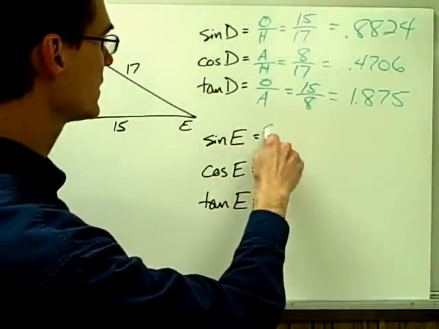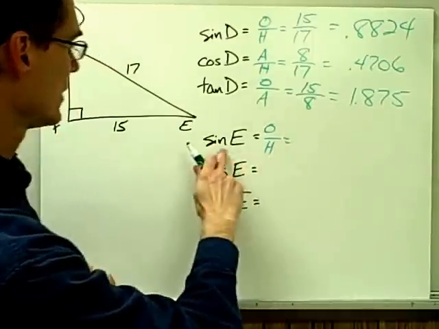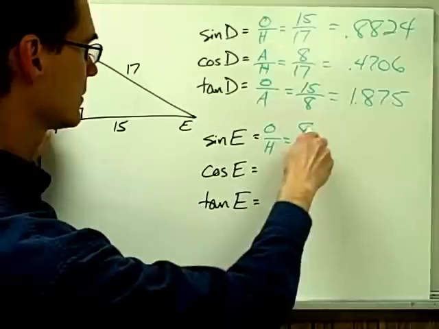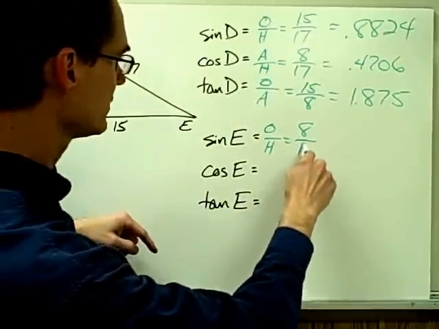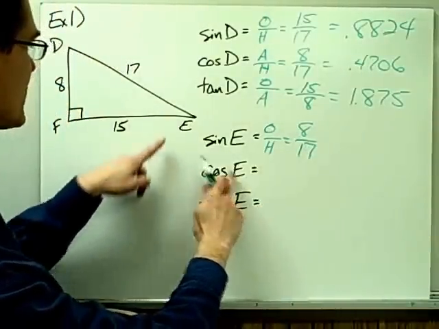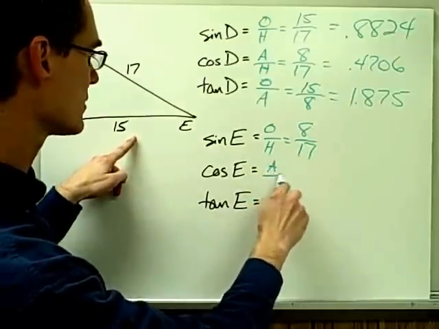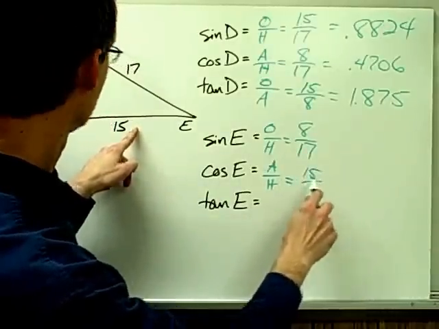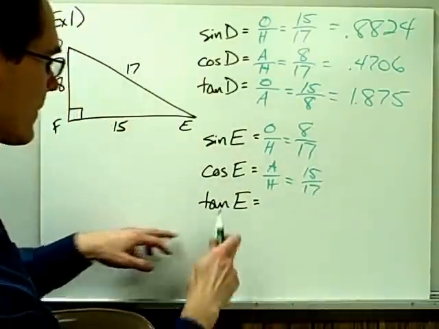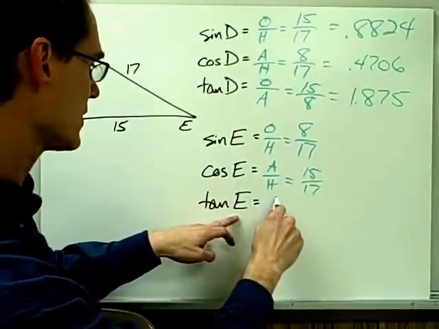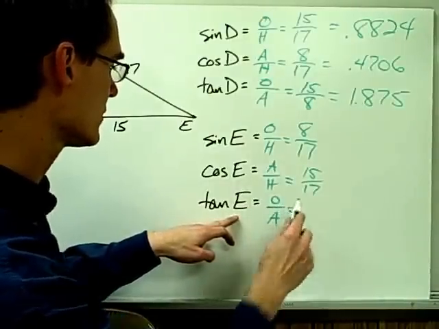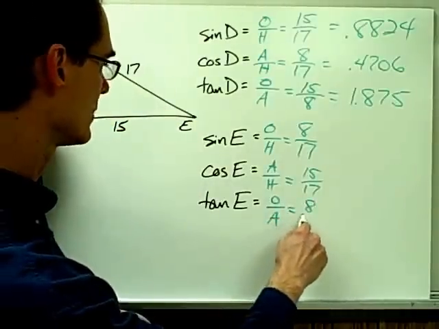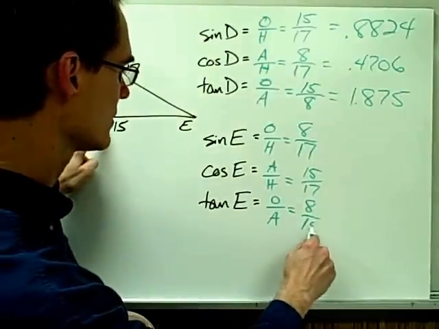All right, so let's do the same thing for angle E. So sine, again, is opposite over hypotenuse. Working with angle E now, opposite is 8, hypotenuse is 17. Cosine of E, cosine is adjacent over hypotenuse. For angle E, adjacent is 15, and hypotenuse is 17. Tangent of angle E, tangent is opposite over adjacent. Opposite is 8, and adjacent is 15.